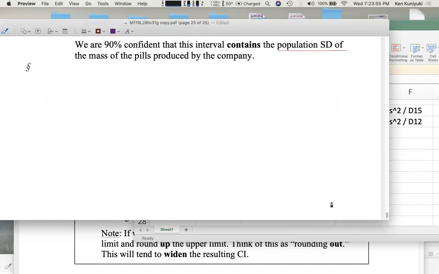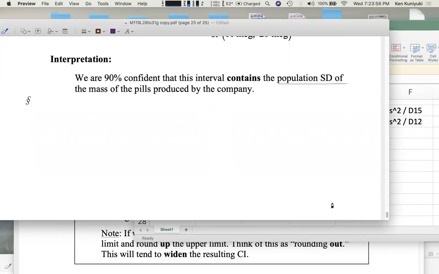Confidence intervals. Next time, we're going to introduce ideas of hypothesis testing and how we can use confidence intervals to derive conclusions. Next time.